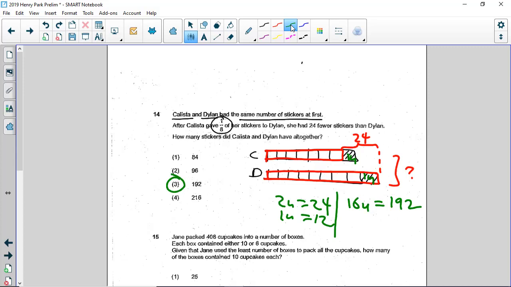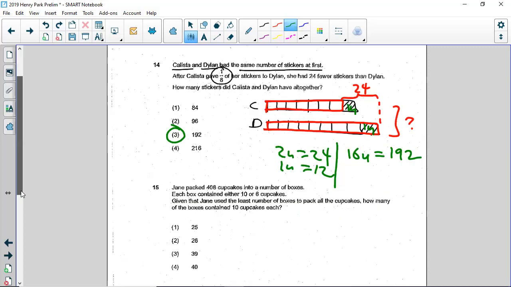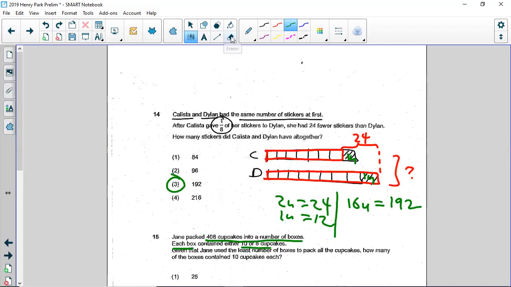Okay, clear? Okay, question number 15. This can be a little bit hard for some of us. Jane packed 408 cupcakes into so many boxes. Each box contained either 10 or 6 cupcakes.